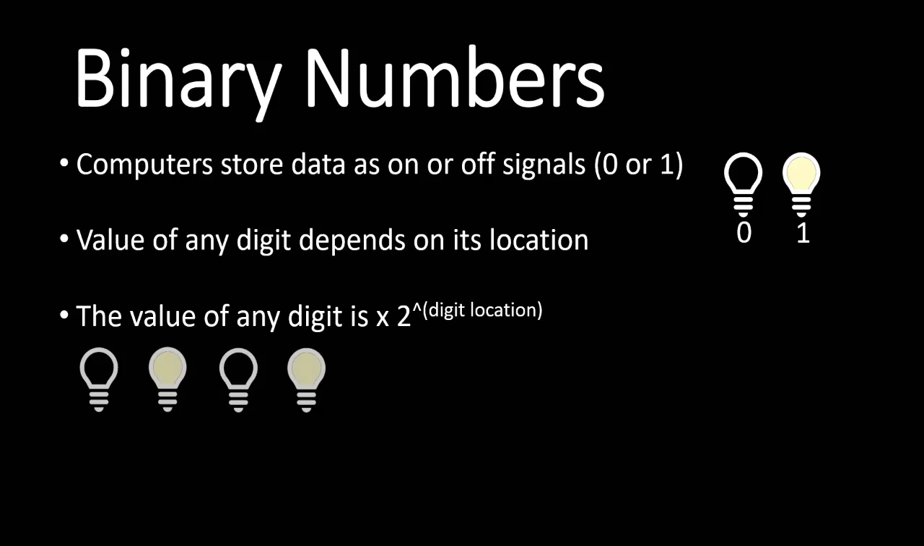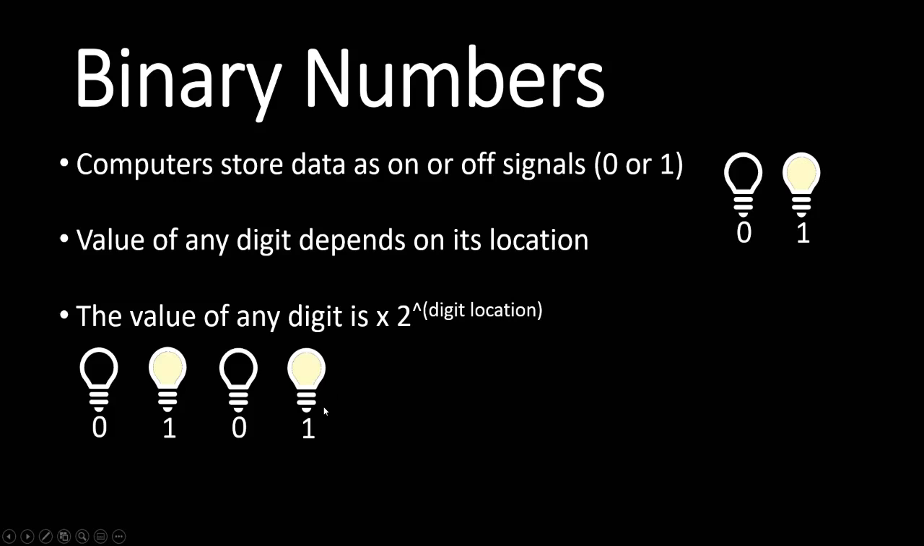So for example, if we have 4 bulbs and these two computers want to exchange information using these bulbs, assuming we have these values, so this is 0, the bulb is off, which means 0. This bulb is on, which means 1. This one off means 0.